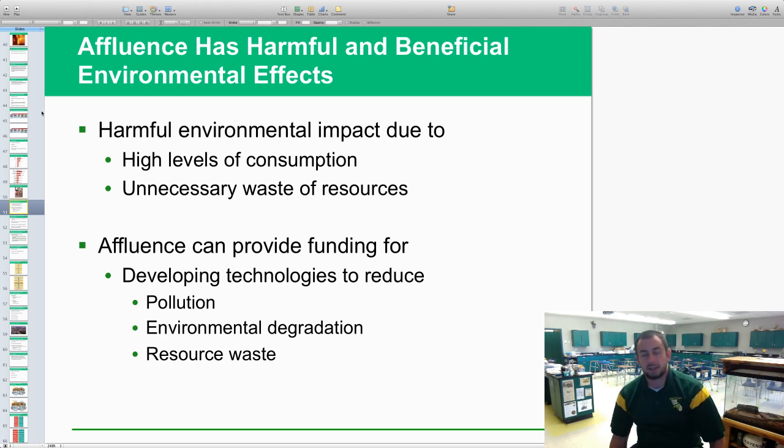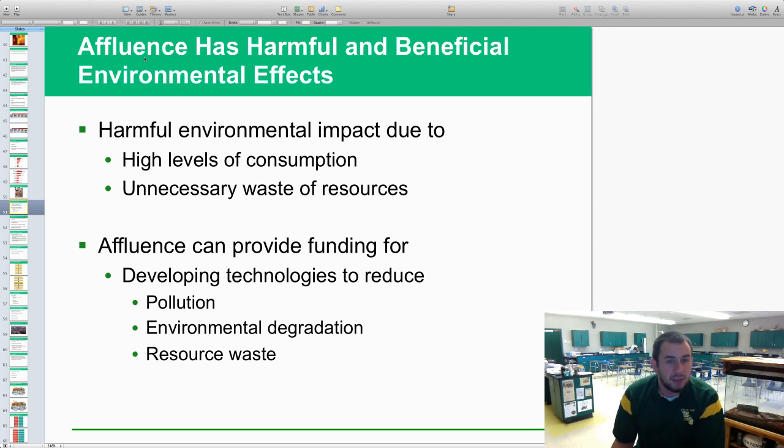This word affluence. It says affluence has harmful and beneficial environmental effects. Affluence is basically wealth. And sometimes you'll see either the book or maybe your test refer to this term called affluenza. It's kind of like influenza, but it's not sickness. It's literally problems that are associated with being wealthy. So that's what affluenza means, or affluence.